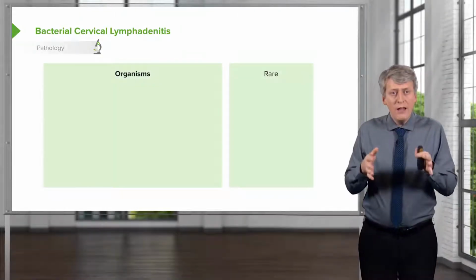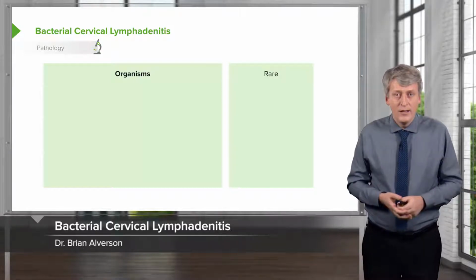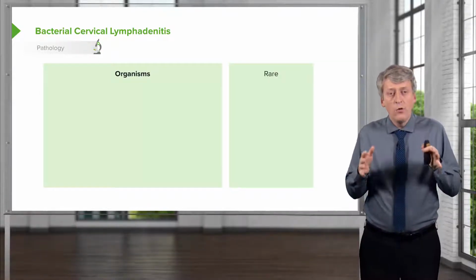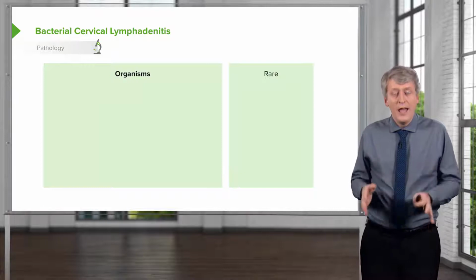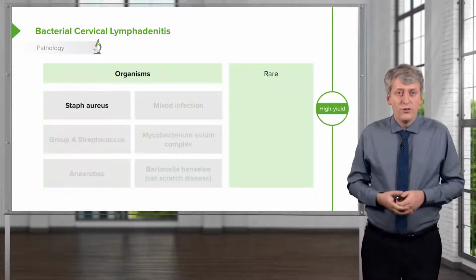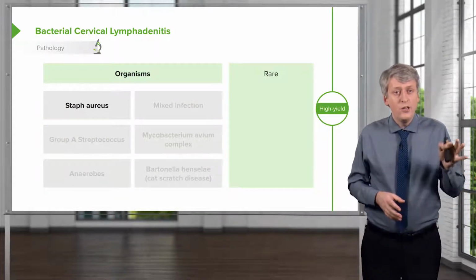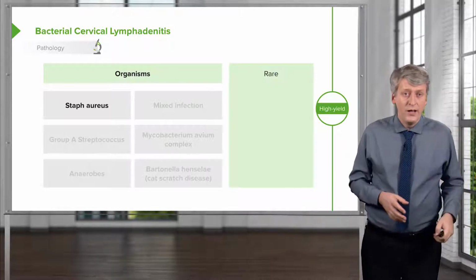So, we're left now with a patient who we suspect may have bacterial cervical lymphadenitis. There are some common organisms that can cause this, and then some rare organisms that can cause this. Let's look at the common ones first. Staph aureus. Either MRSA or staph can cause a usually purulent bacterial lymphadenitis.